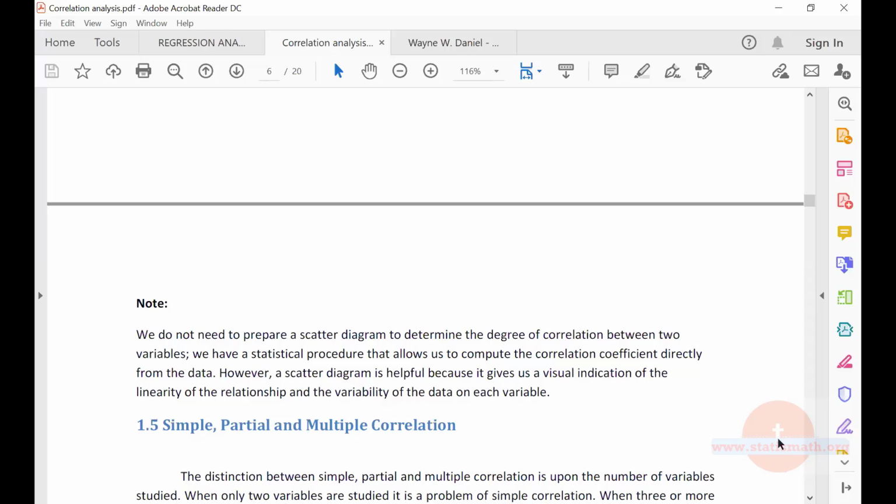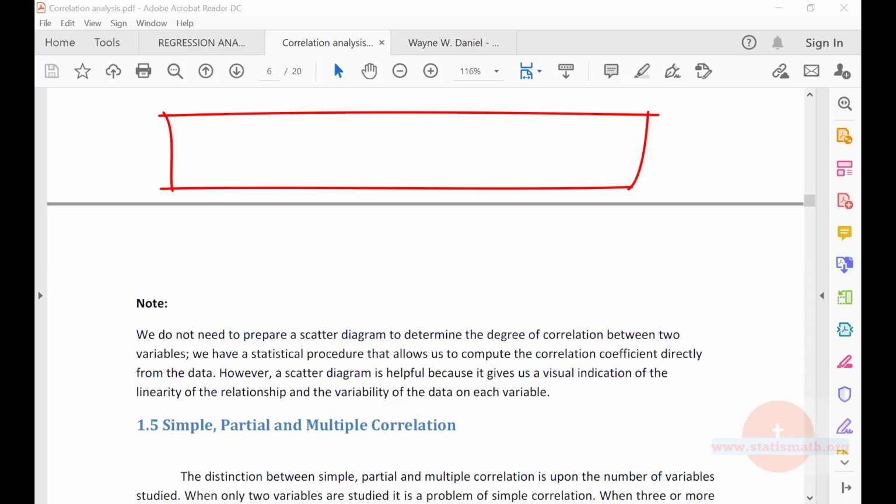The scatter diagram is a visual indication that gives you a picture. It will tell you what kind of relationship there is between the two variables. So that is about the correlation coefficient. Next I will take you through an example of how to compute it.